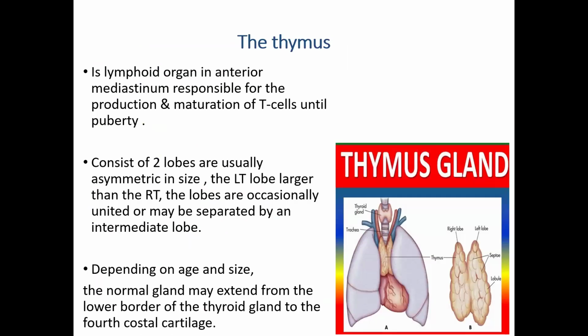We have finished the mediastinum; let us take the thymus. The thymus is a lymphoid organ found in the anterior mediastinum, responsible for production and maturation of T cells until puberty. It consists of two lobes, usually the left larger than the right, occasionally united or separated by an intermediate lobe. Depending on age and size, the normal gland may extend from the lower border of the thyroid gland to the fourth costal cartilage.